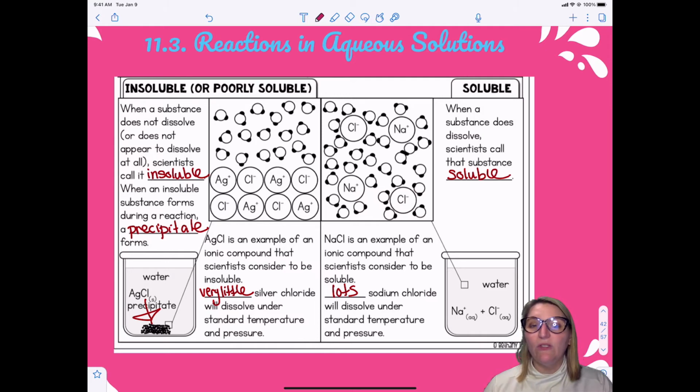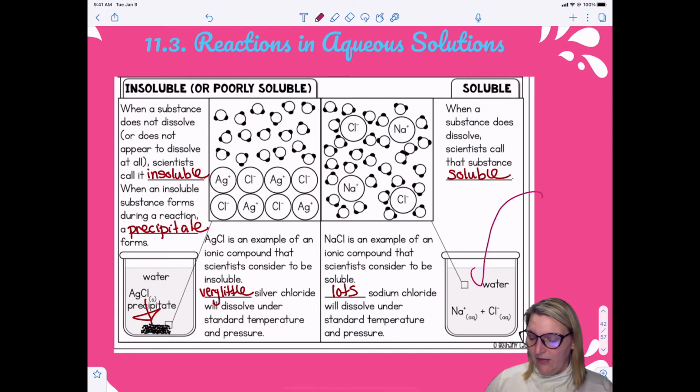as opposed to something such as sodium chloride. When sodium chloride is in water, we know that it is soluble. And it says NaCl is an example of an ionic compound that scientists consider soluble. Lots, almost 100% of it, will dissolve under standard temperature and pressure. And again, we could change the amount. But here you can see that the hydration shell does form. So the positive side of water surrounds the negative ion and vice versa. And when you look at it, it actually doesn't look like really anything. Salt water looks pretty much exactly the same as just regular water. It's hard to even see.